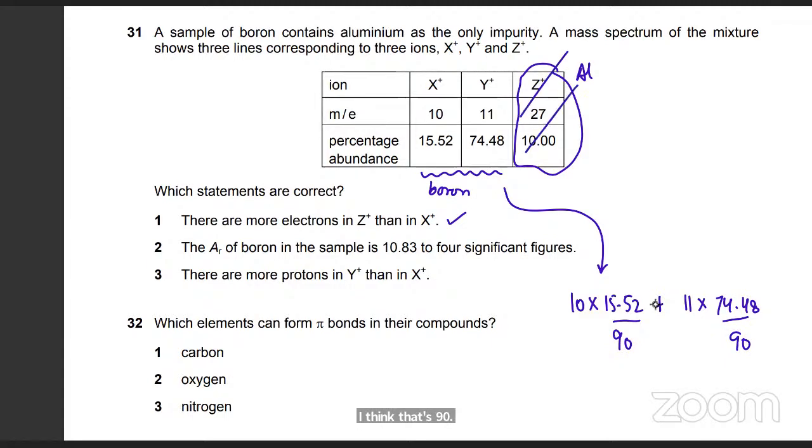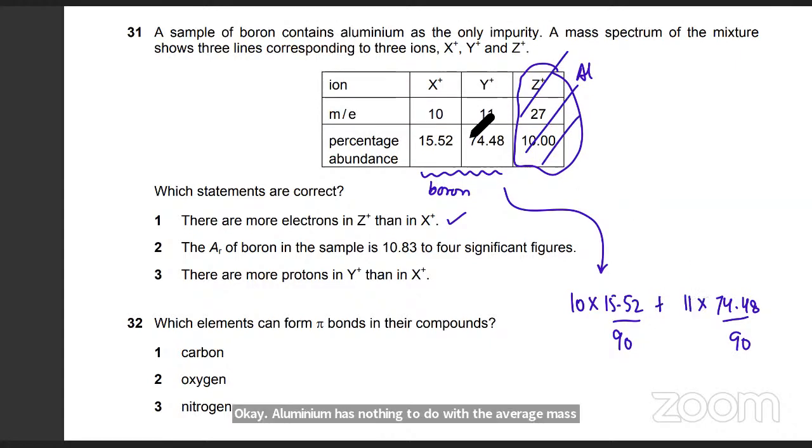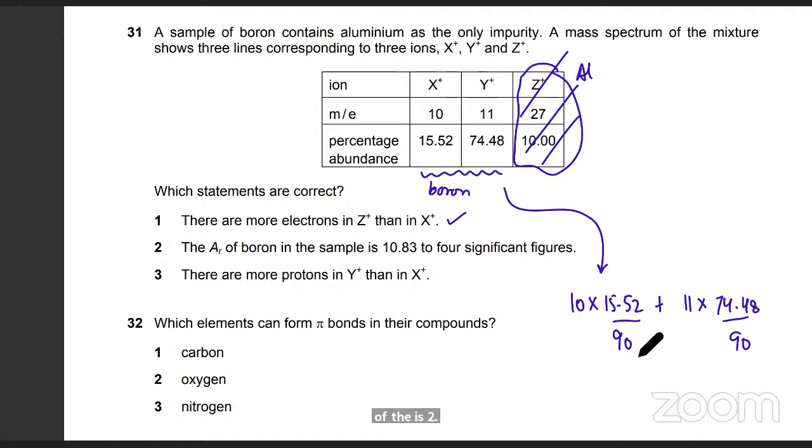Aluminium has nothing to do with the average mass of the isotopes. So they calculated the percentage including aluminium, and we have to remove aluminium out of that. Okay, is this part clear? Yes, sir. So what do you get now? I think it's going to be 10.83. Can you just check whether it's 10.83 or not? Yes, it is 10.83.